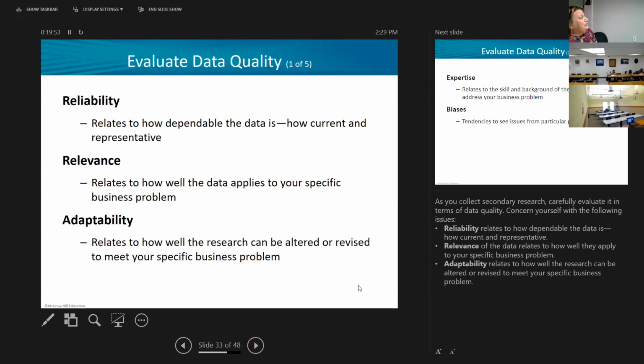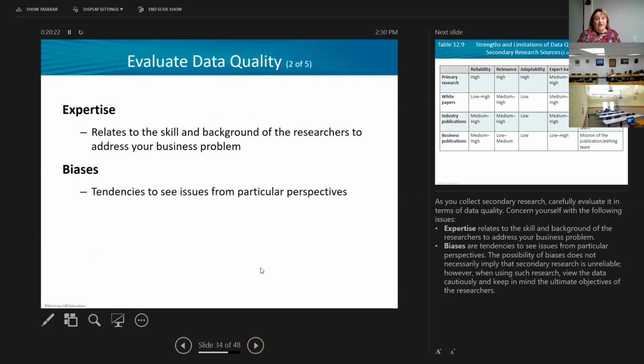Okay? Reliable data relates to how dependable it is. Is it current? Is it representative? Relevant data relates to how well that applies to your business problem. Adaptable data relates to how well the research can be altered or revised to meet your specific problem. The expertise involves the skill and the background of the researchers that address that business problem, and a bias is a tendency to see issues from particular perspectives. Okay, you only see things your way or in certain lights or something of that sort.